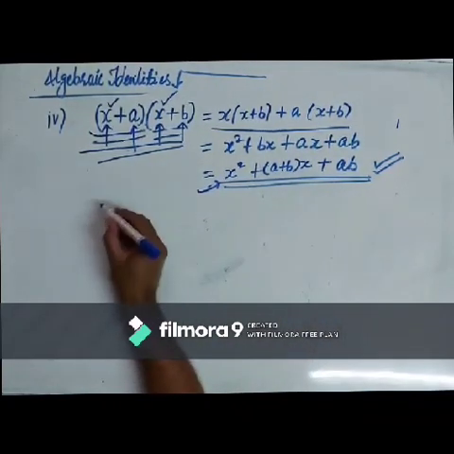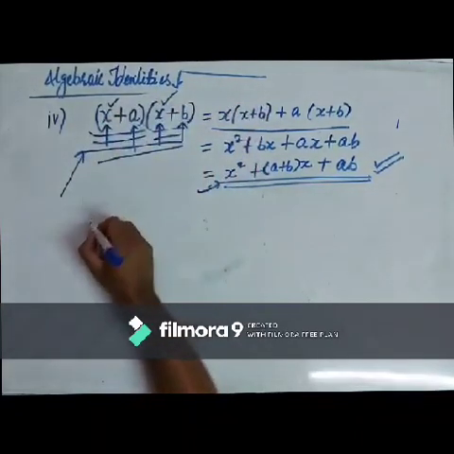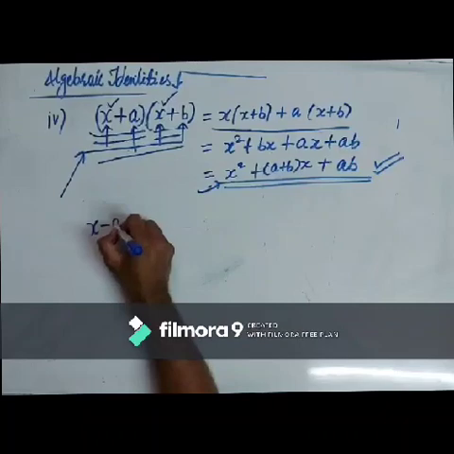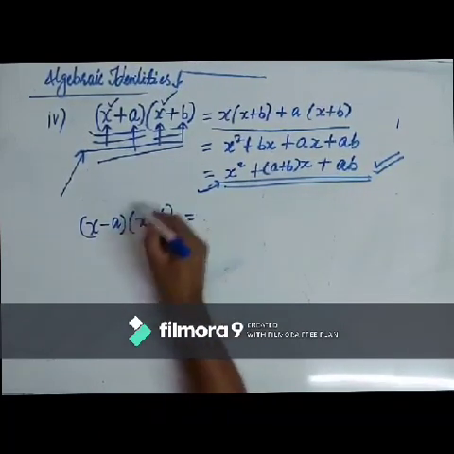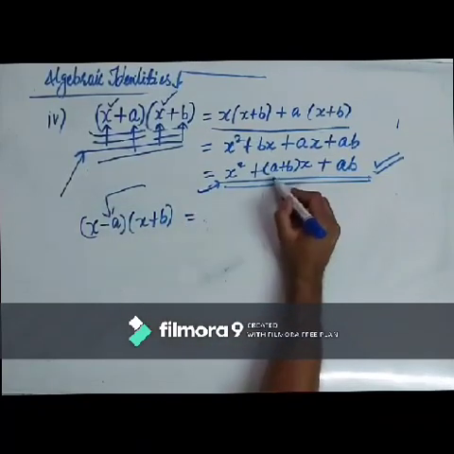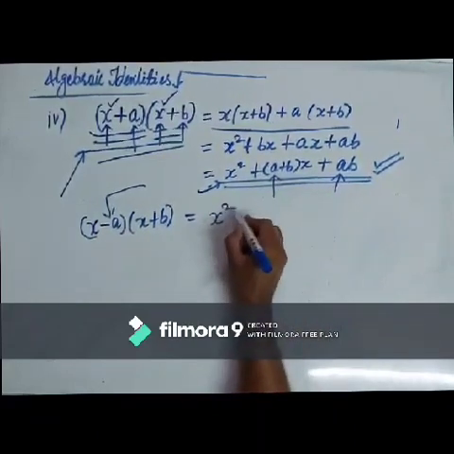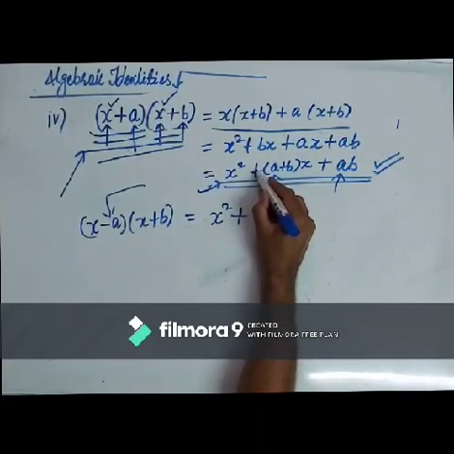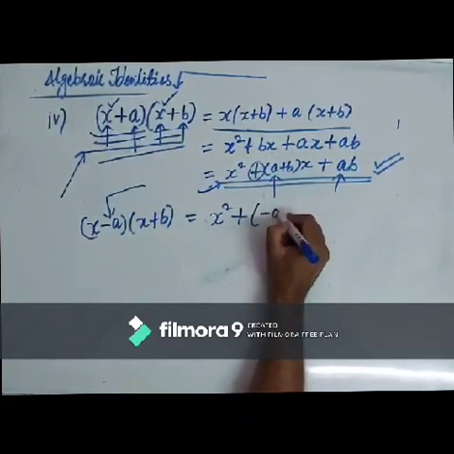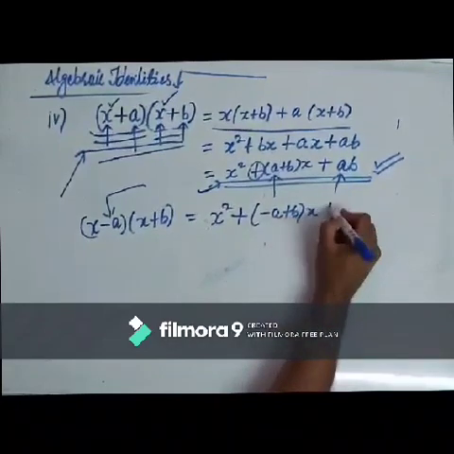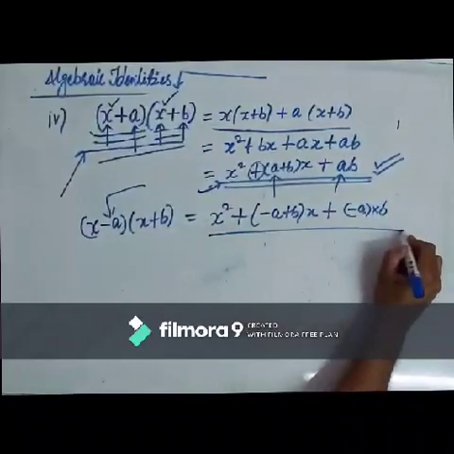So how do we operate when we have a negative sign somewhere inside? If we have negative a into x plus b, just copy the negative sign. You will get x square plus bracket start minus a plus b into x plus negative a into b. That's all, simple, easy, no need to worry about it.